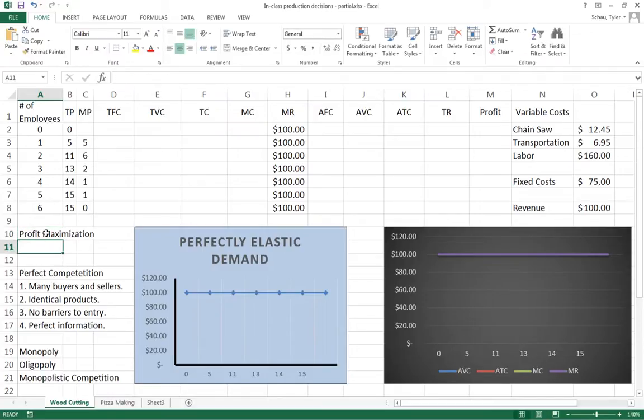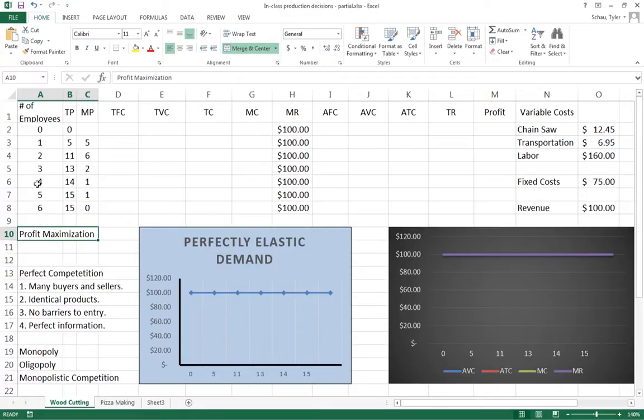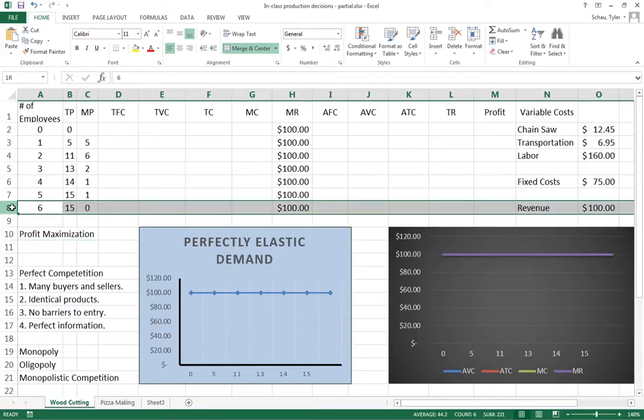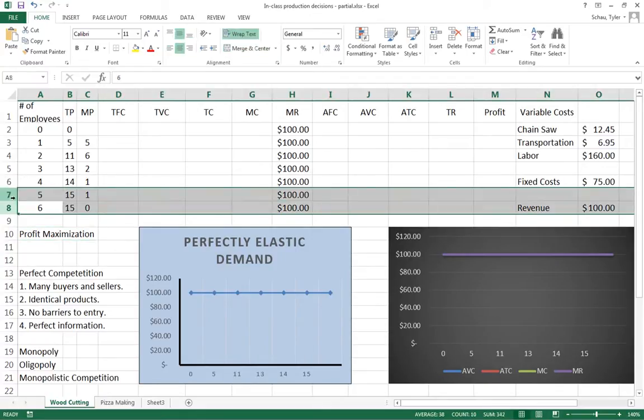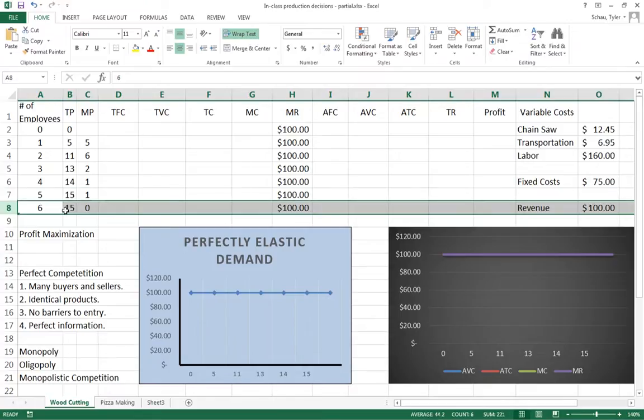Okay. We know enough right now to know that we are probably not going to hire the 6th employee or the 7th employee. We know that because they're not adding. Well, I shouldn't even say the 7th. We know we're not going to add the 6th employee because he's adding nothing to the business.